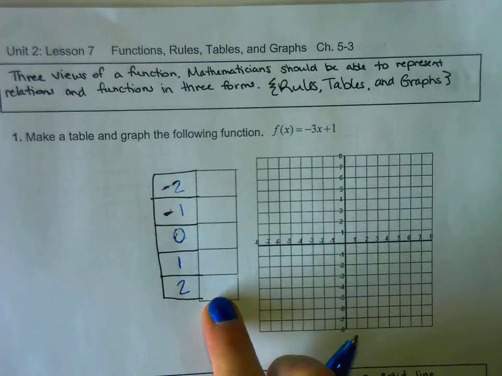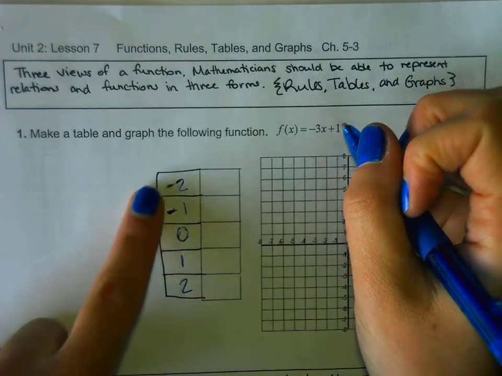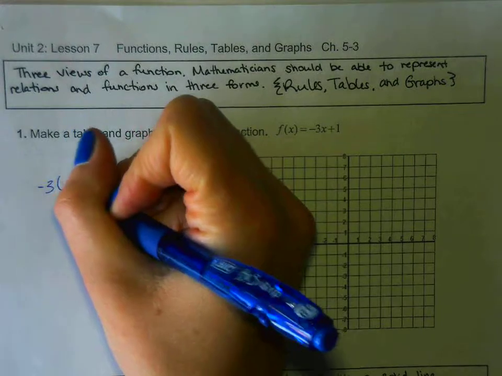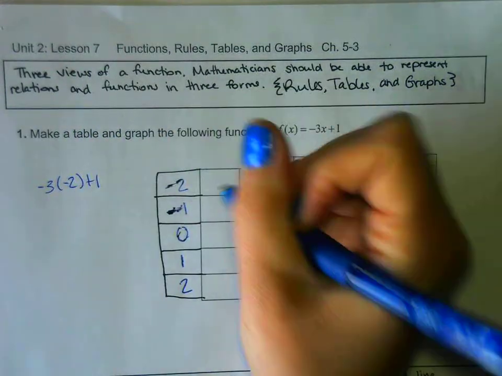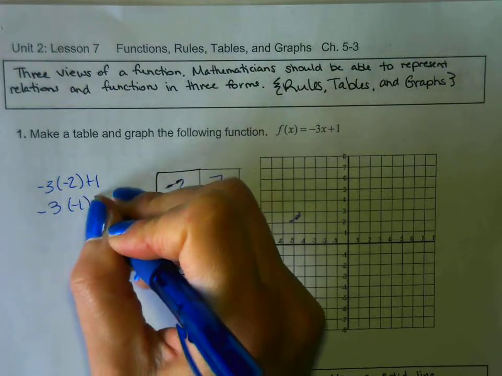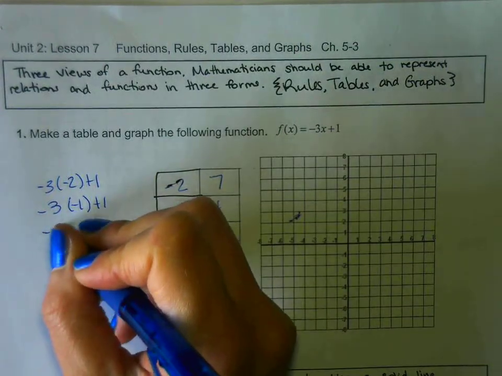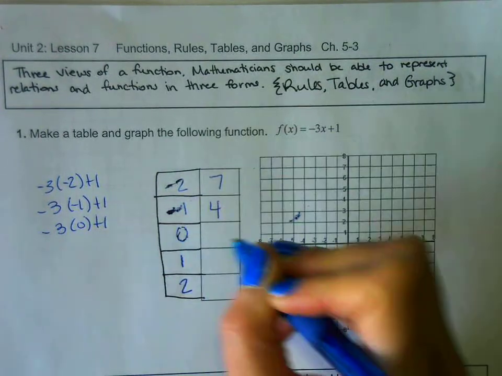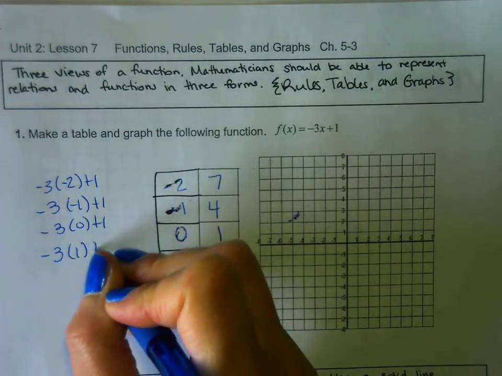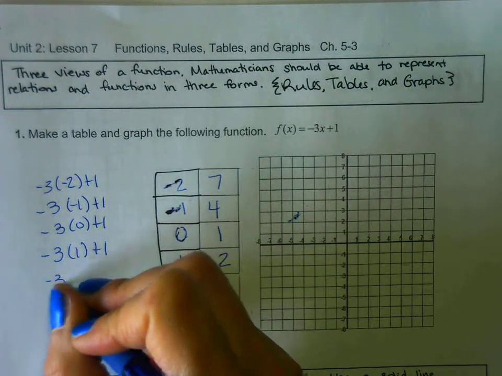So if I'm using my function, that means I'm going to take all my x values and replace them into my function. So negative 3 times negative 2 plus 1, we end up with a 7. Negative 3 times negative 1 plus 1 is 4. Negative 3 times 0 plus 1 is 1. Negative 3 times 1 plus 1 is a negative 2. And negative 3 times 2 plus 1 is negative 5.